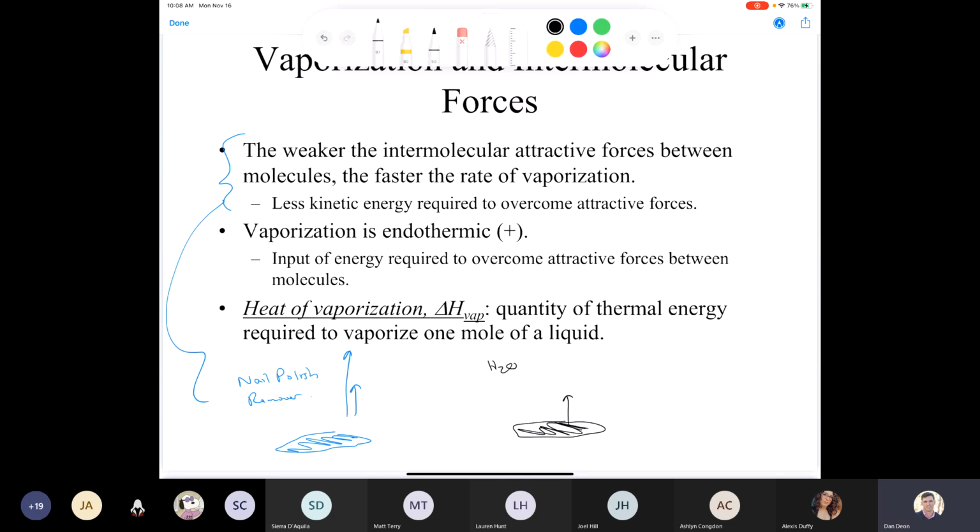All right. It says here that the process, vaporization, is an endothermic process, right? Because you have to impart thermal energy into the molecules in order for them to overcome the attractive forces between them. The heat of vaporization, which we abbreviate as delta H of vaporization, is the amount of thermal energy that's required to vaporize 1 mole of a liquid.